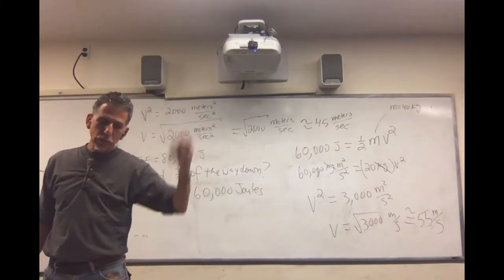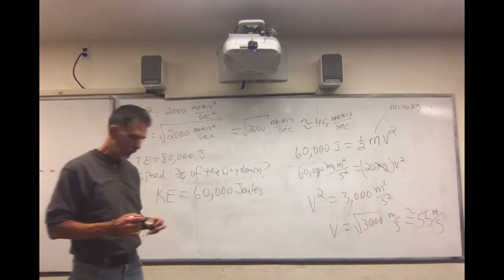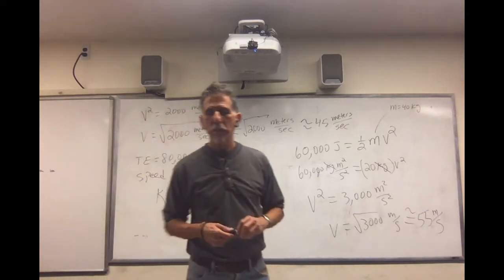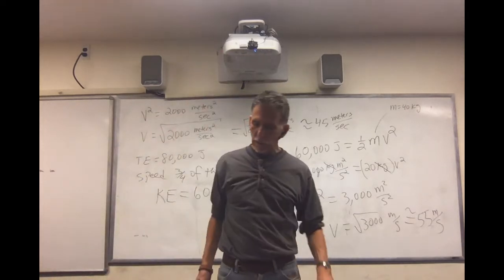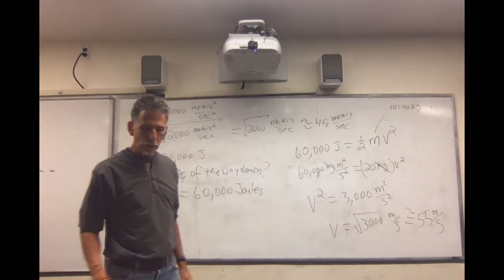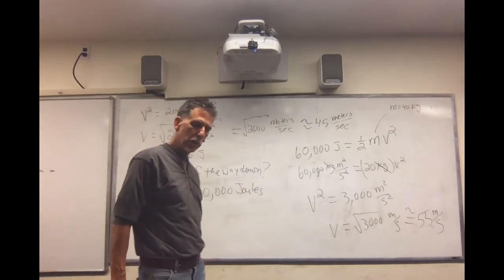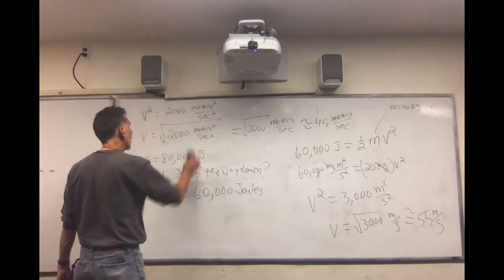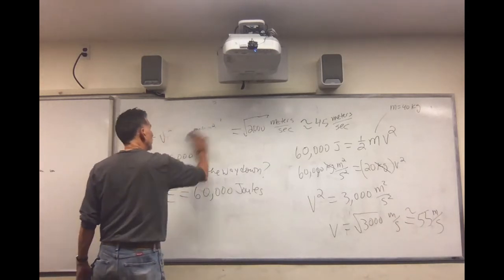So as she goes down, she's getting faster and faster and faster. Why is she getting faster and faster? Because of the acceleration due to gravity. Every second, her speed is increasing by 10 meters per second. But again, we don't know anything about the time.